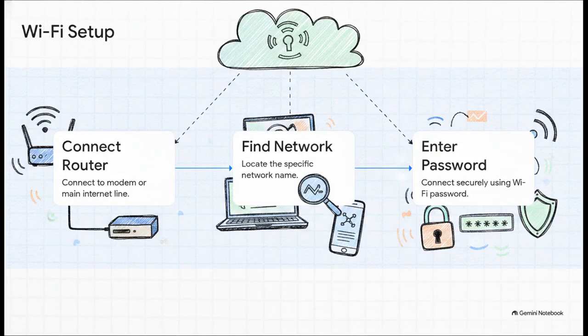Now, going from wired to wireless, configuring network access is just the absolute backbone of modern remote work. It starts by making sure your Wi-Fi router is physically bridged to the main internet line or modem.